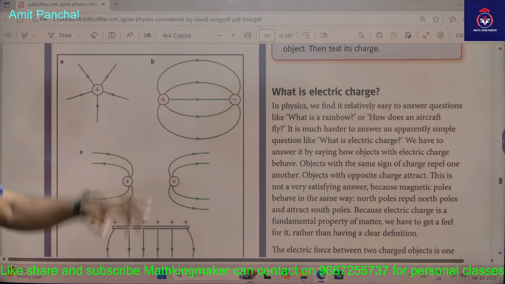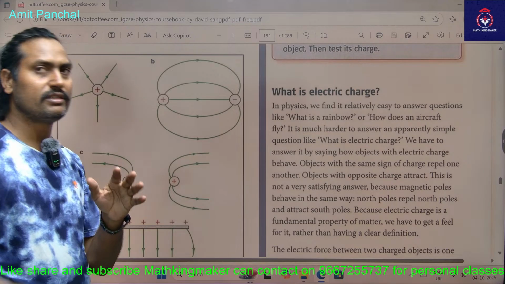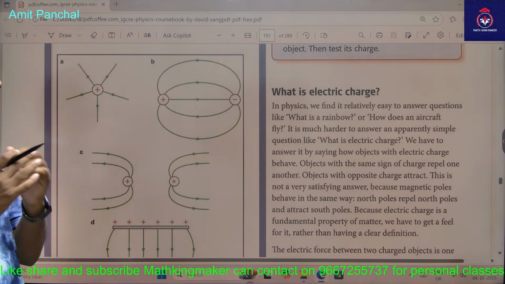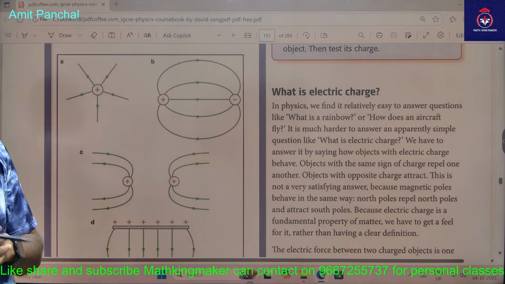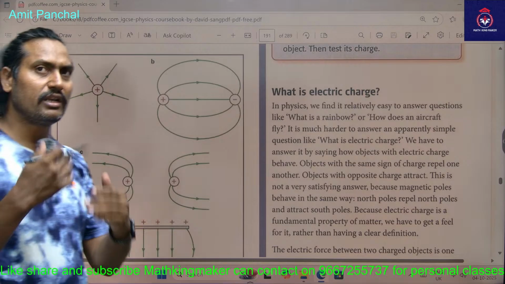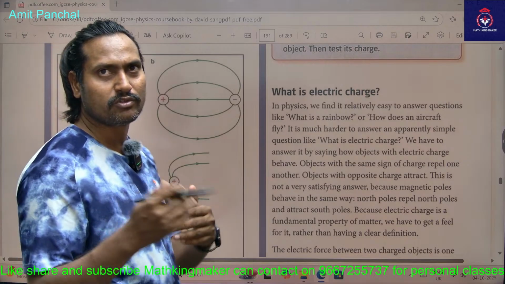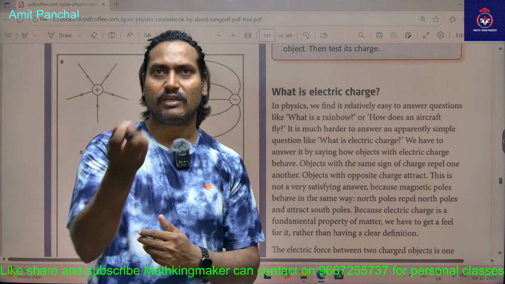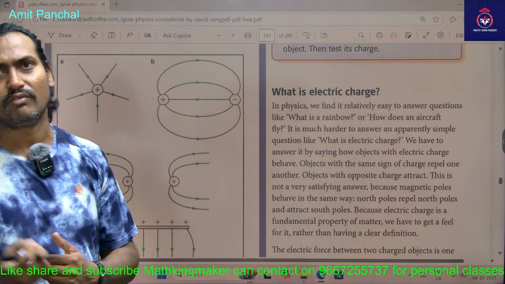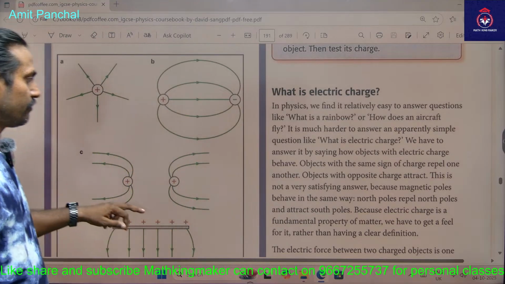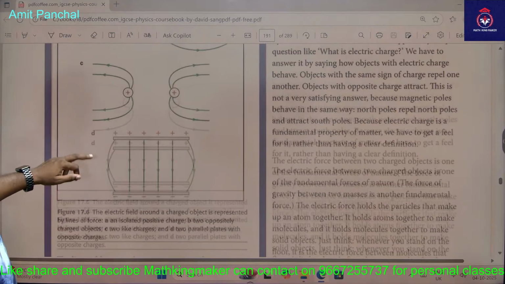What is electric charge? Do you know that? Yeah, the electrons, right, sir? Yes, it is the combination of electrons. Once electrons are collected, that becomes charge. If you are donating electrons, that means you are positively charged. If you are accepting electrons, then that means you are negatively charged, isn't it?